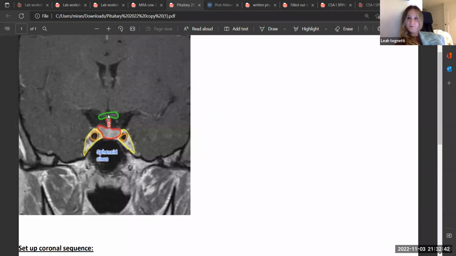Optic chiasm. That is right. So where our optic nerves come back and they cross, that's called the optic chiasm. Good job.